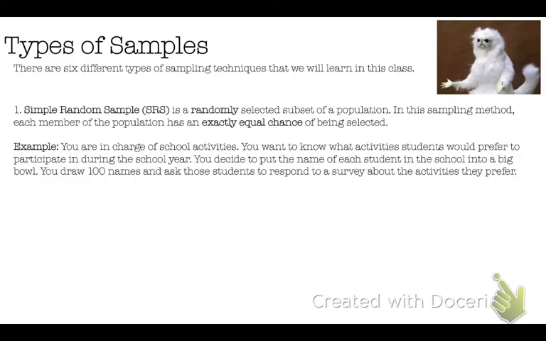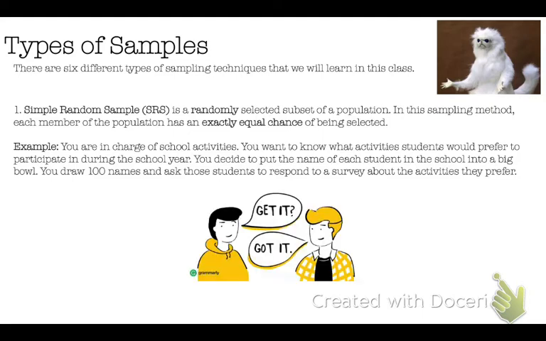Here's an example. You're in charge of the school activities. You want to know what activities students would prefer to participate in during the school year. So you decide to put the name of each student in the school into a big bowl. If we're doing everyone at Corner Canyon, that's a huge bowl. But then you draw 100 of those names and you ask those students to respond to a survey. Everyone has an equally likely chance to be selected because we put everyone's name in the bowl and we're just randomly drawing.